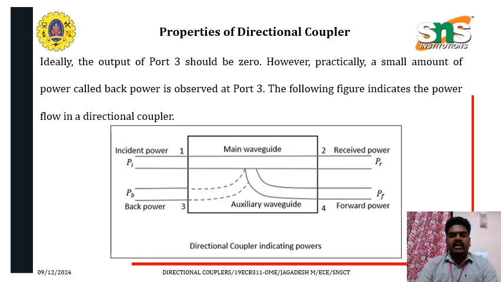The following figure indicates the power flow in the directional coupler. Here we have incident power, Pi, at port 1, and at the output, port 2, we have received power, PR. Inside, the power flow is indicated, and PB, the back power, is at port 3, and PF, the forward power, is at port 4. The figure indicates the power waves flowing inside the directional coupler.